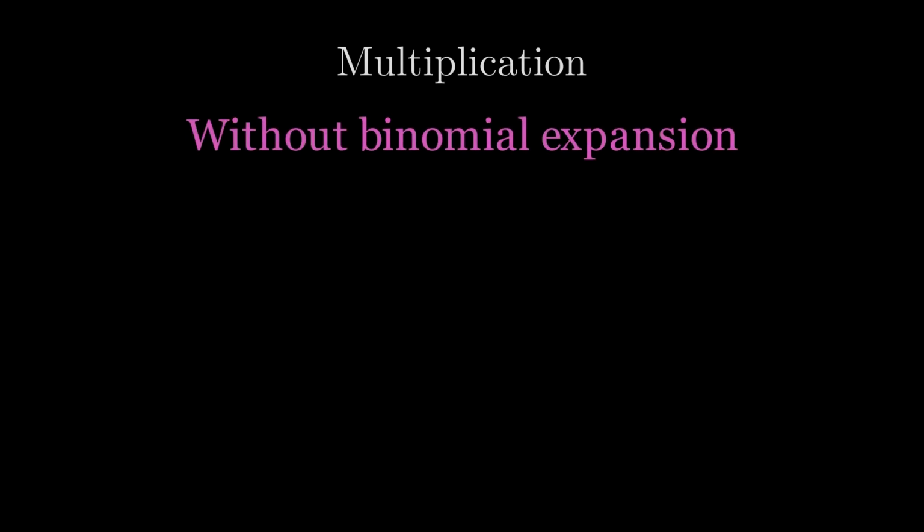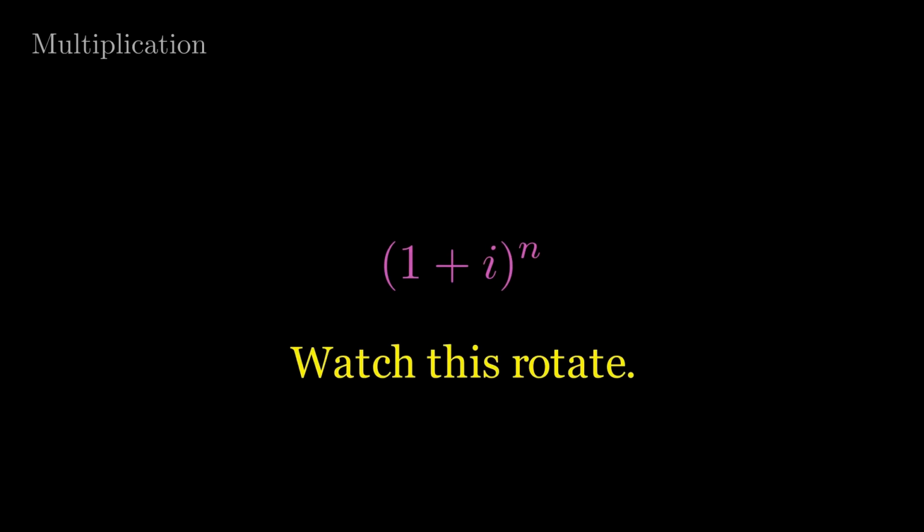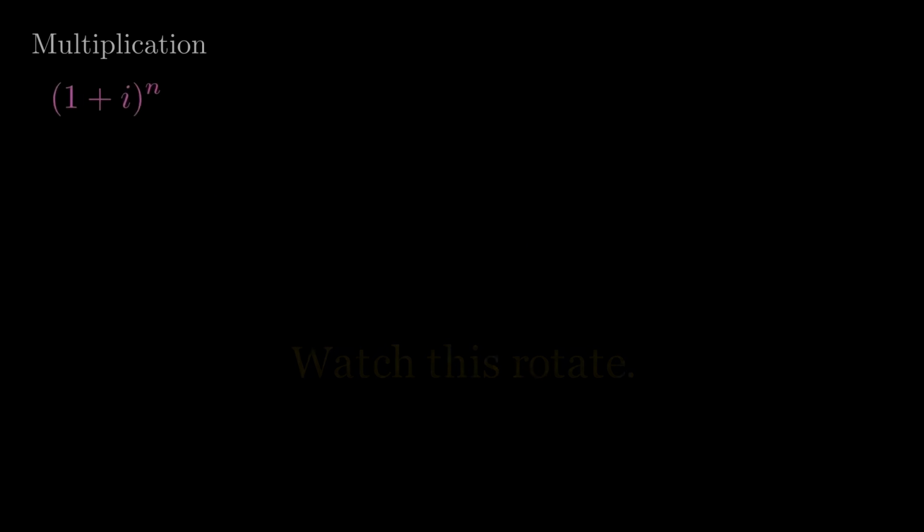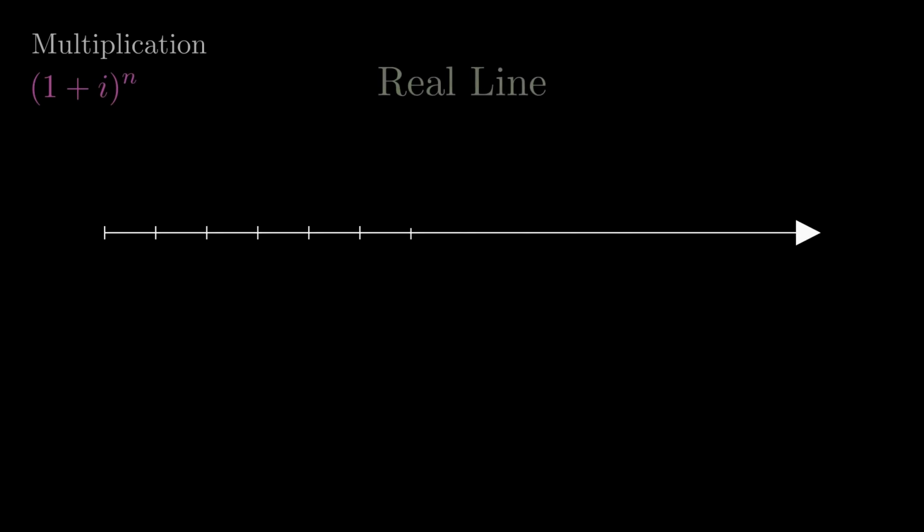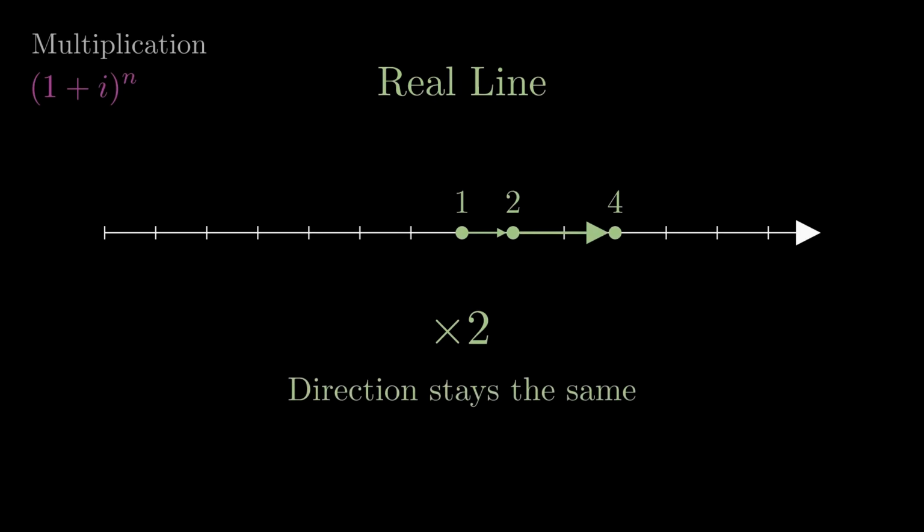Multiplication without binomial expansion. Watch what happens to (1 + i)^n. At first it seems like it should only get bigger, but in the complex plane it also rotates. Compare that to real numbers. Multiply by 2 and a point moves farther from 0. 1, 2, 4. The length changes but the direction stays the same.